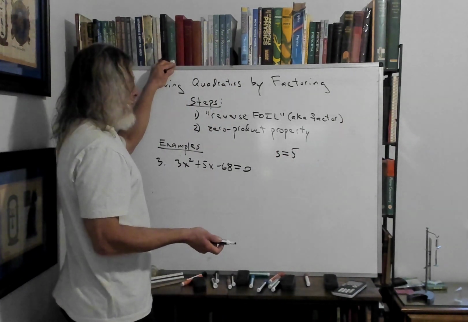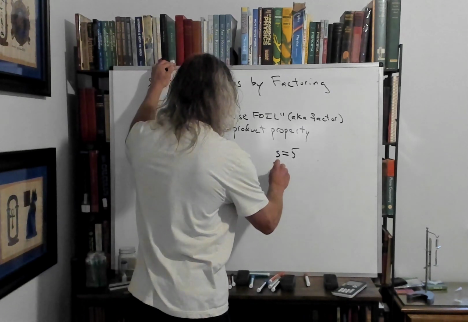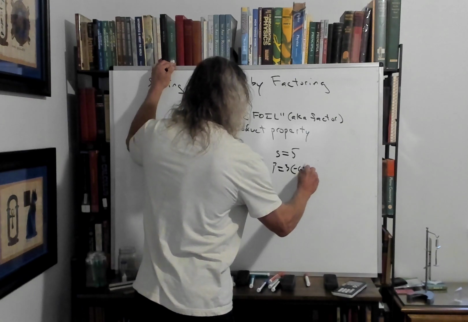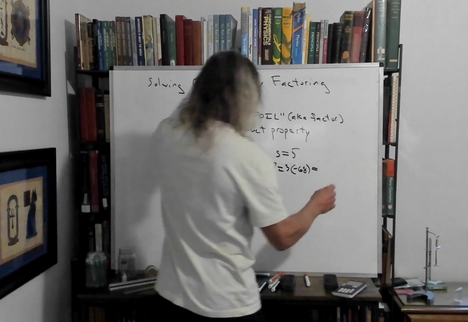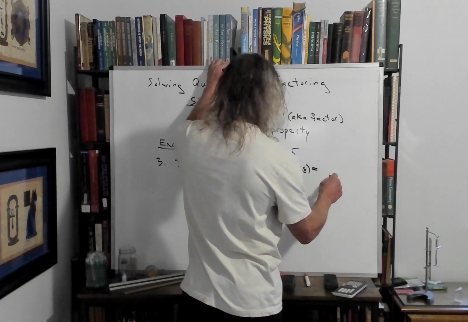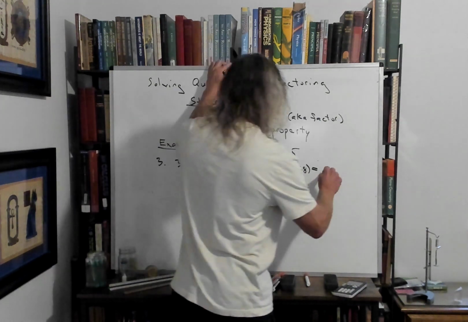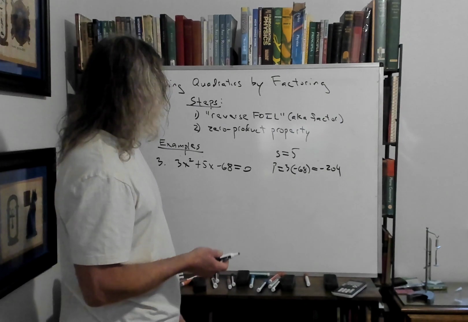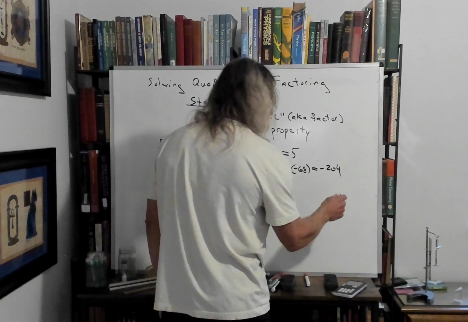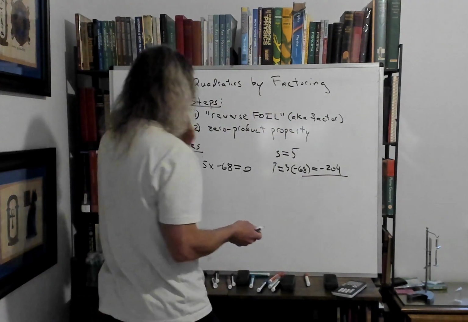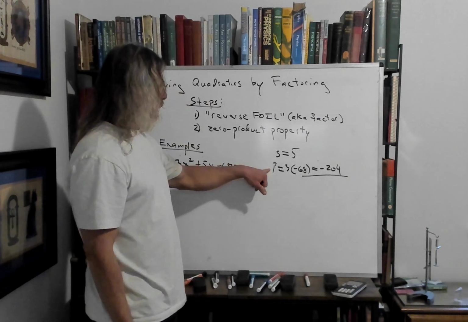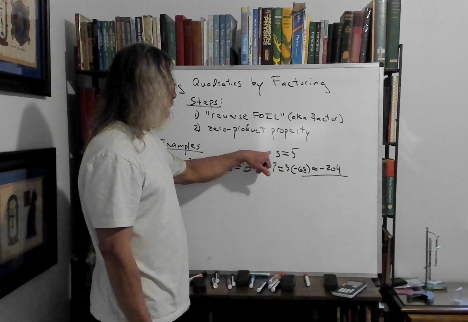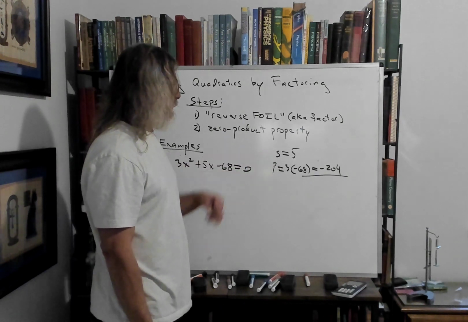Now, sum, we need things that add to 5. Product, 3 times negative 68 makes negative 204. Unless my math is wrong. Then, we need things that multiply to make this and add to make this. Product is this, sum is 5.